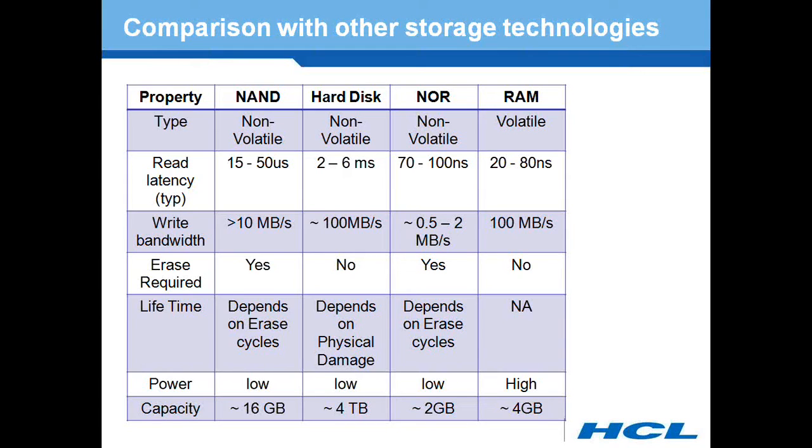And in terms of write bandwidth, compared to hard disk, NAND has slower programming operations. For example, it can go up to 10 megabytes per second, whereas in hard disk we can go for 100 megabytes. Here the data throughput is less compared to hard disk because of the programming operation time taken by a NAND flash. This is much less in case of a NOR flash, and hard disk and RAM have almost the same bandwidth.